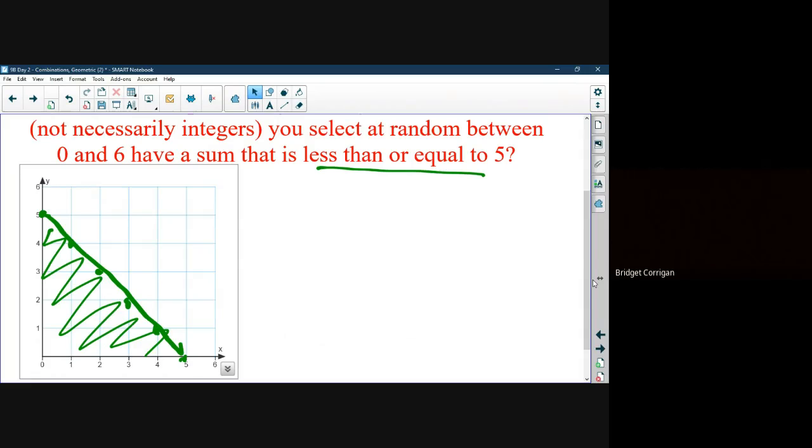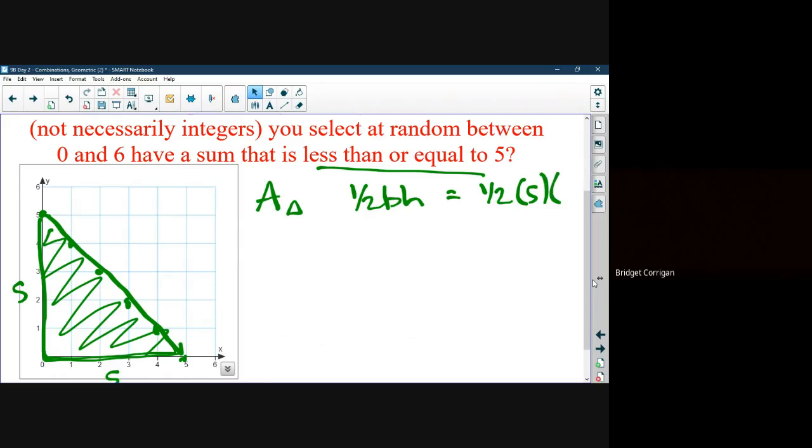Okay, so if you notice here, we have a triangle. So what we want to have happen is going to land within the area of that triangle, which is the area of a triangle, 1/2 times base times height. Our base here goes from 0 to 5, so our base is 5. And our height goes from 0 to 5, so our height is 5. So it's 1/2 times 5 times 5.